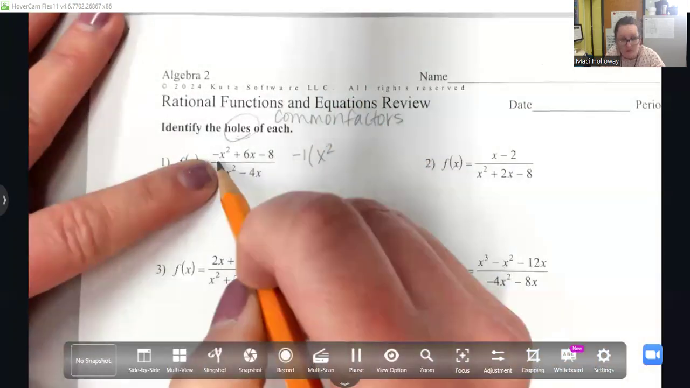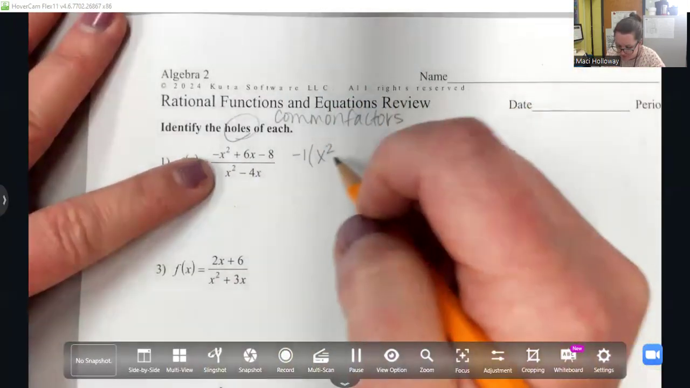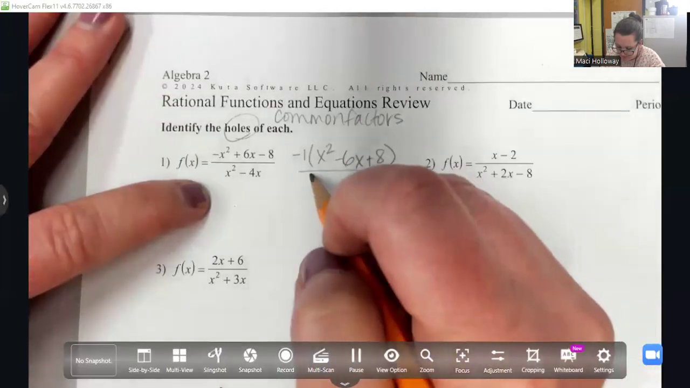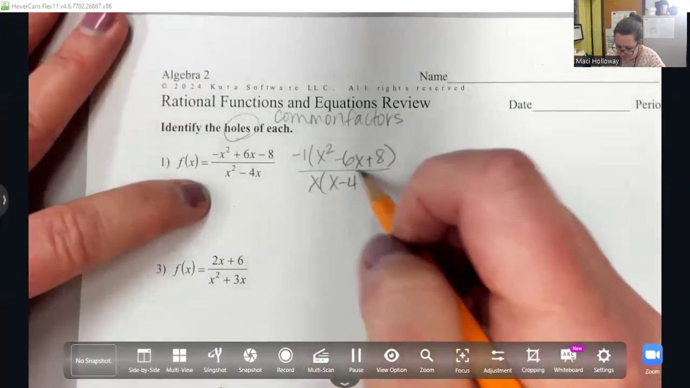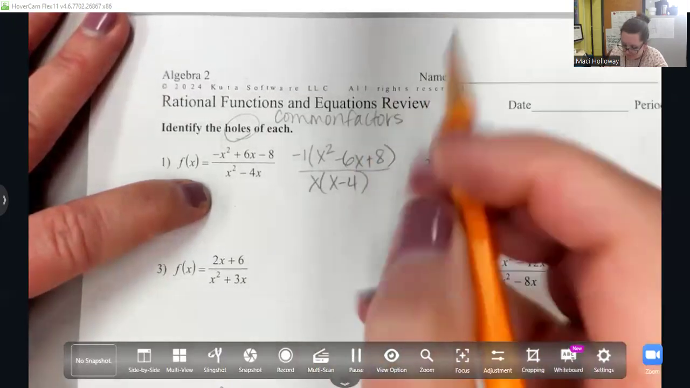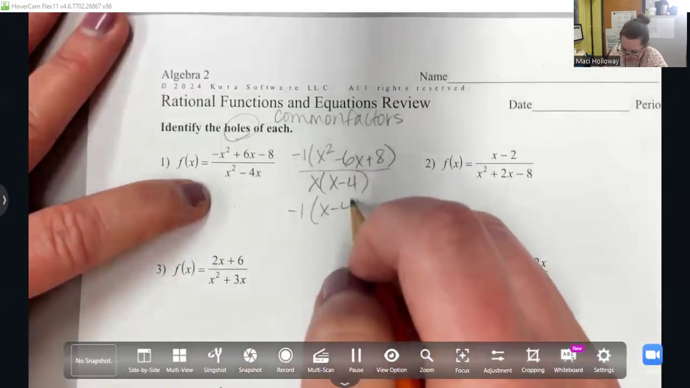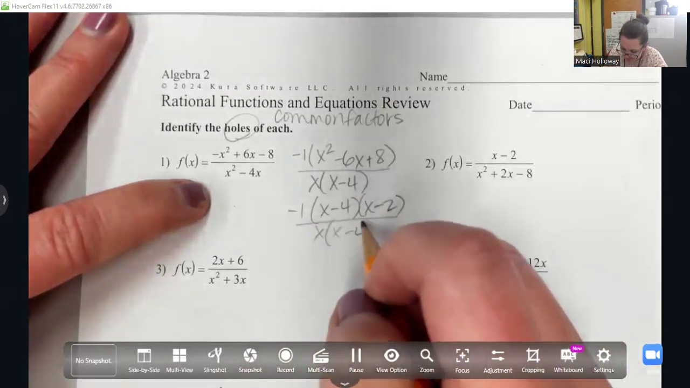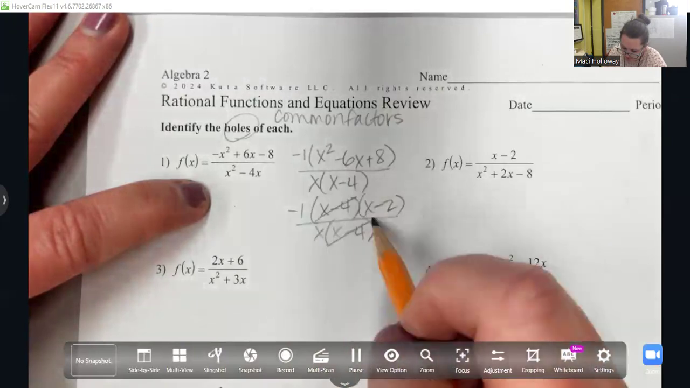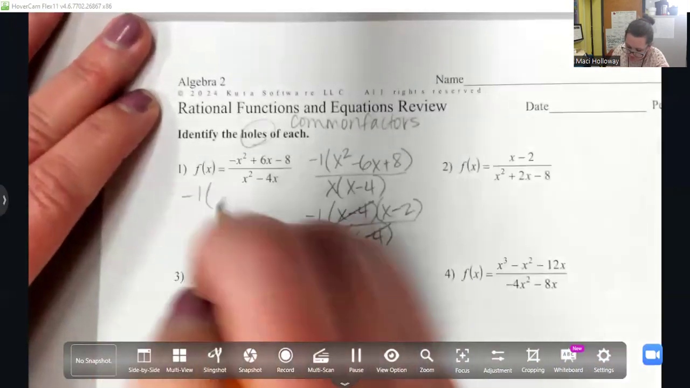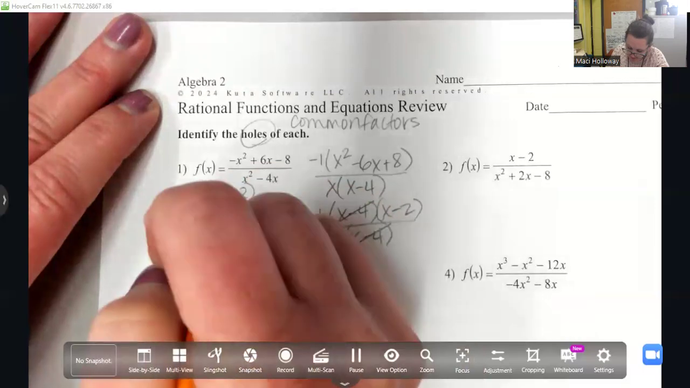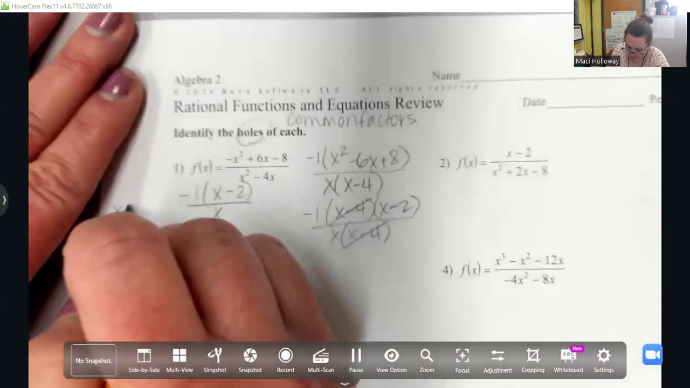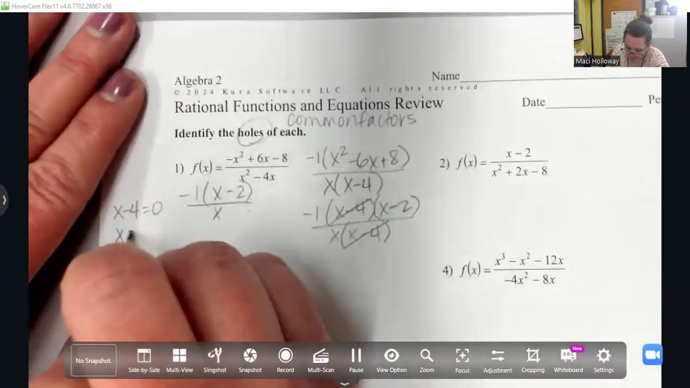So if we factor out a -1 here, this changes our sign, 6x plus 8, and then we can take out an x here, x minus 4. I can factor this further using the x method, and that is x minus 4 and x minus 2. Then we have x and x minus 4. So it looks like this is our common factor. Our simplified form is -1 times x minus 2 divided by x. And set my common factor equal to 0, x equals 4.